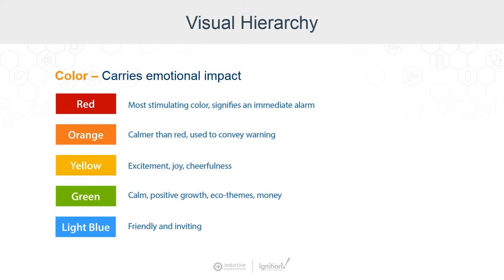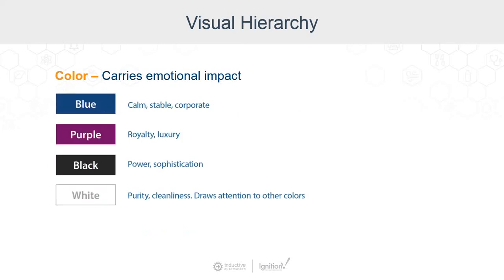Keep in mind that color carries strong emotional connotations. So red, yellow, and orange are often seen as warning colors, so try and reserve them for that use. Green is commonly used as a go state and can also be viewed as calm. Light blue is seen as friendly and inviting, whereas darker blue can be seen as calm and stable, and so on. You get the idea.